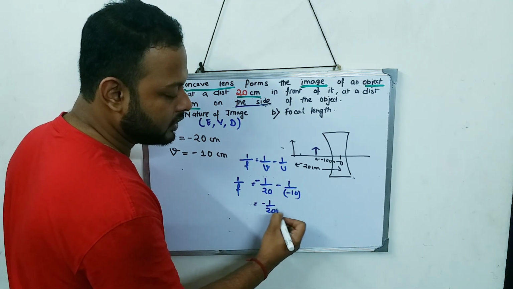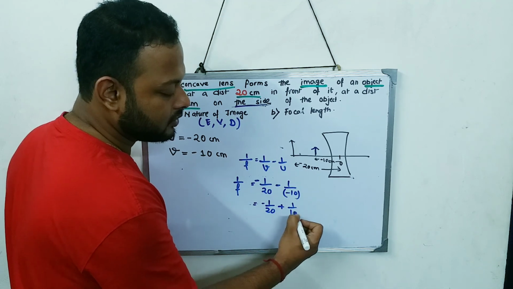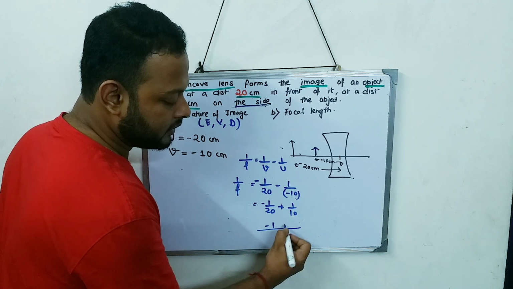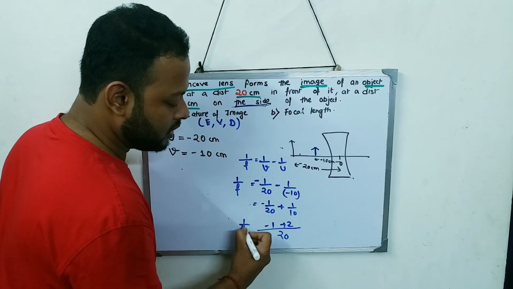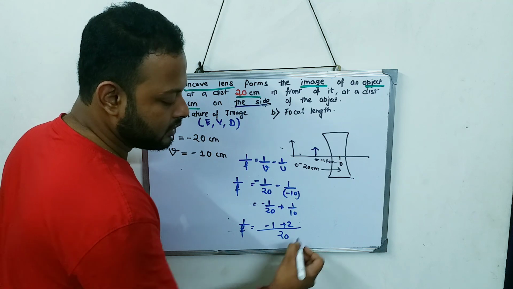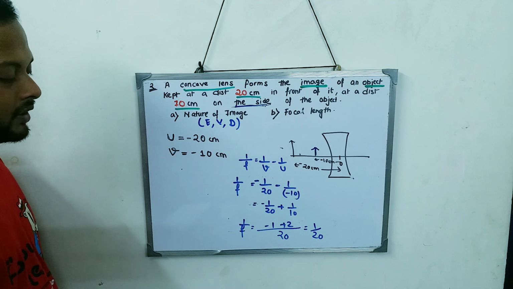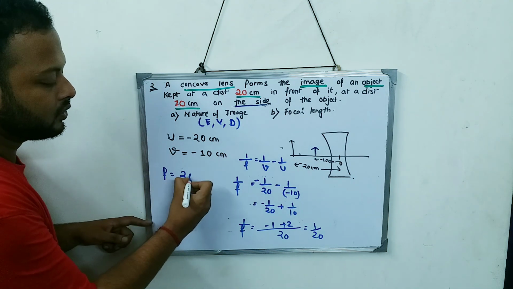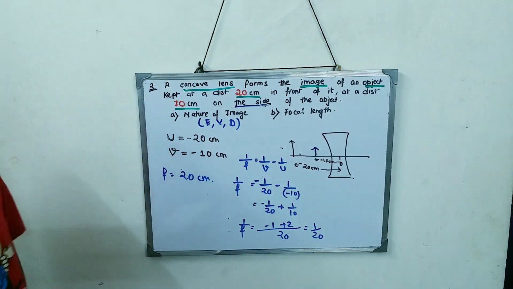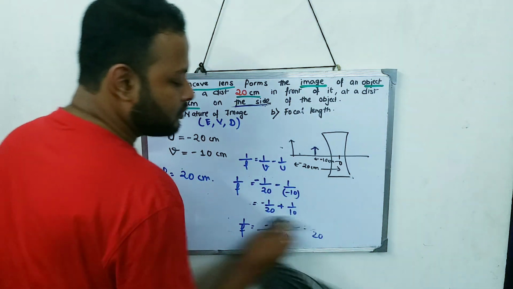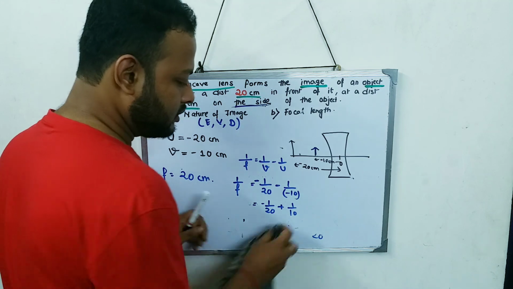Minus 1 by 20 minus minus, plus 1 by 10. Take the LCM, 20: minus 1, 2. So 1 by f is equal to this, which gives me the value of 1 by 20. And ultimately the value of f is equal to 20 centimeter. So the value of f is 20 centimeter. Am I right? Okay, some mistake is done just over here. One small mistake.